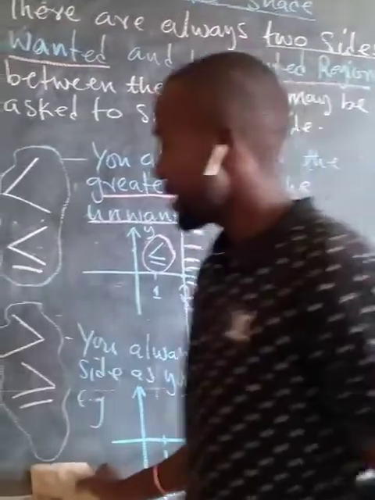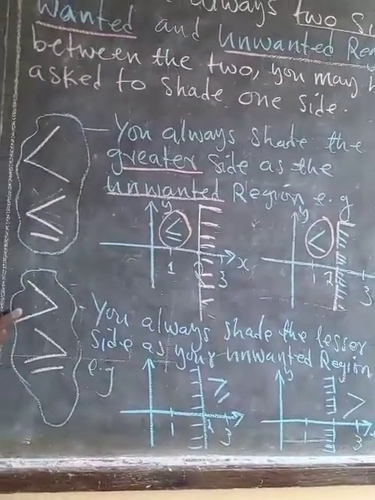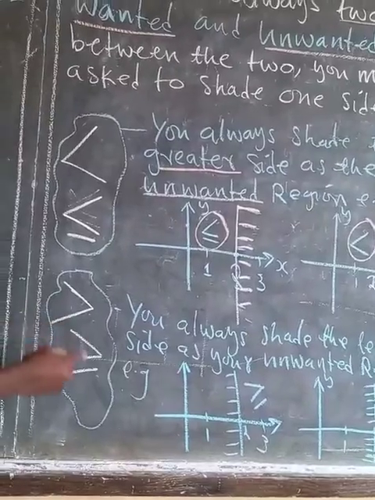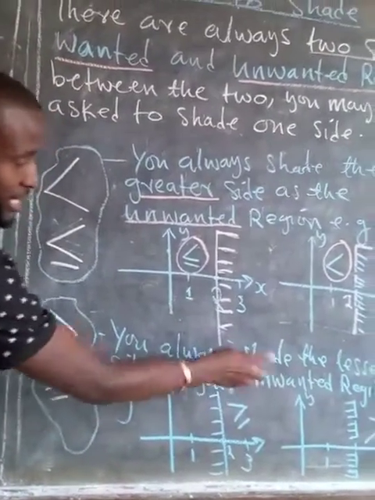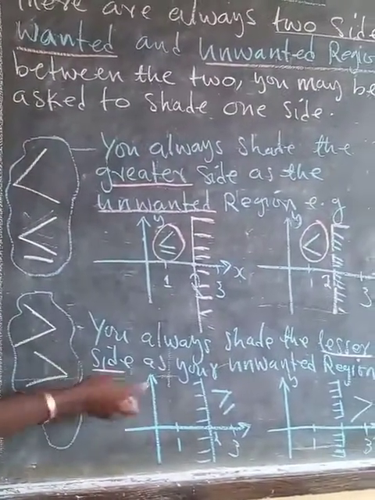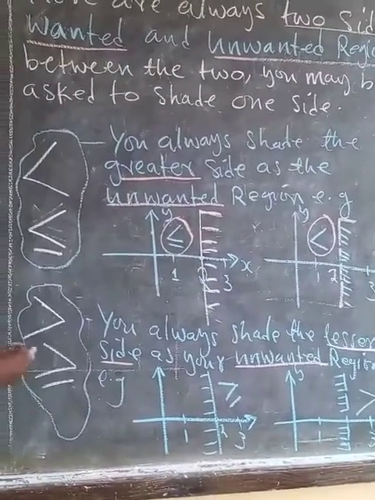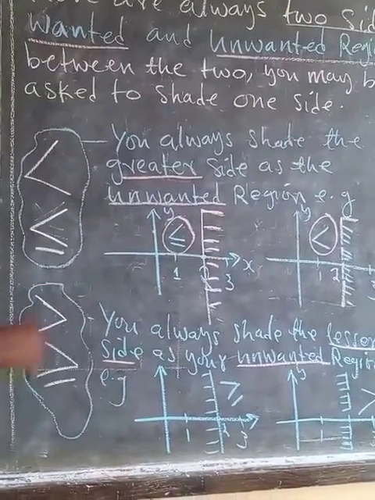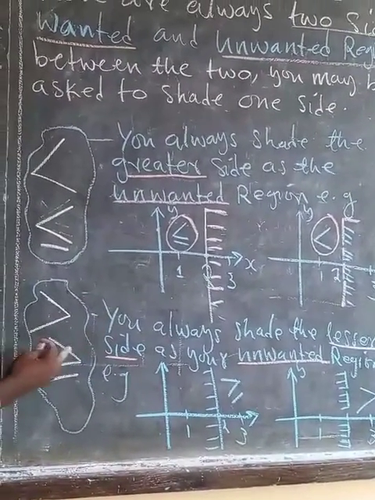The same applies when we are given these symbols which are here. As you can see, this is greater than and this is greater or equal to. So you always shade the lesser side as your unwanted region. Meaning that when you are given this greater symbol, they want the greater part. They don't want the lesser part. So you shade the lesser side.